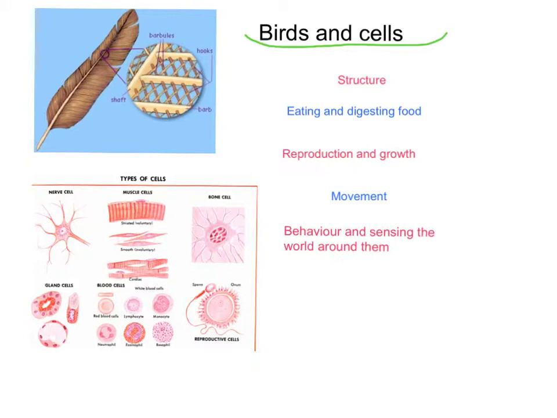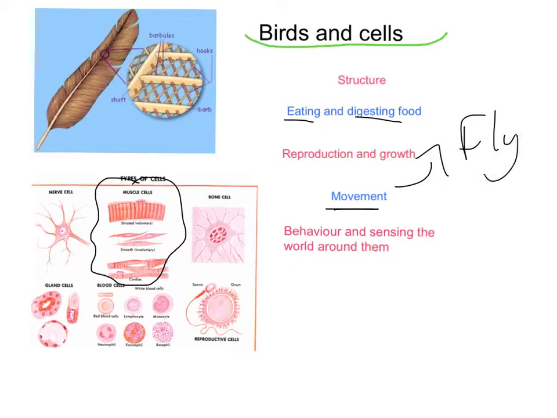In the last couple of videos we talked about how birds require very important cells that all work together to have optimum function. For example, we said that to be able to eat and digest, they need different types of muscle cells, which are these here. Also when they have to move, when they have to fly, they require muscle cells to fly as well. We also said that they need nerve cells which make up the brain, and these nerve cells are important for their behavior and for them to sense the world around them. So behavior and sensing the world around them is done mainly by nerve cells.